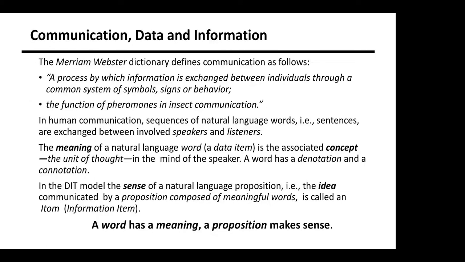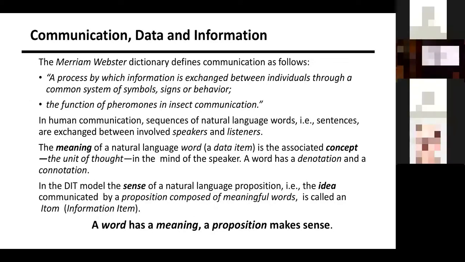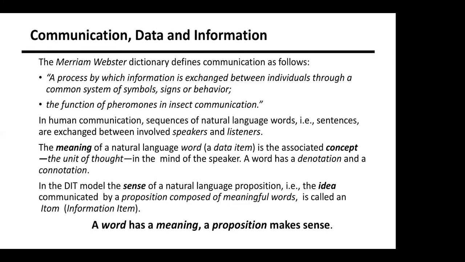Now, when we look at communication in the dictionary, it says a communication is a process by which information is exchanged between individuals by a common system of symbols. So I don't like the word science here, or behavior. Or the functions of pheromone in insect communication. I will cover both aspects of this definition.